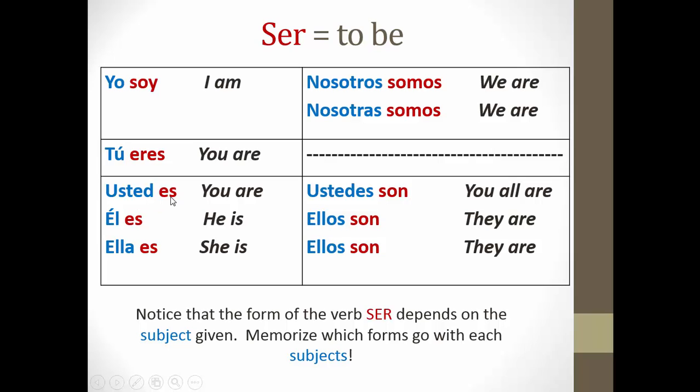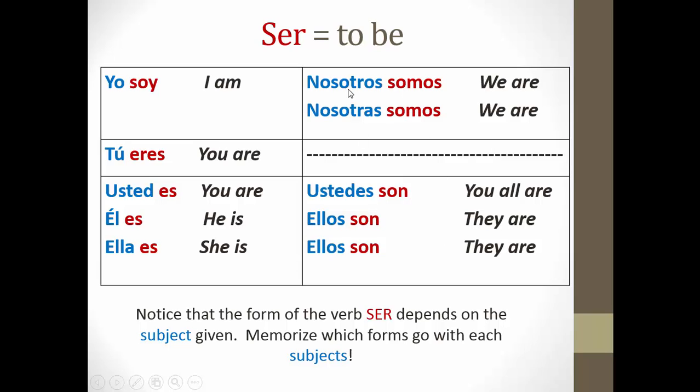Okay, also we have usted es, which means you are, él es, which means he is, ella es, which means she is. These are all singular. Notice there's only one person. I talk about myself, that's one person. I'm talking to you, you are one person. You formal is still one person, and he is, she is one.